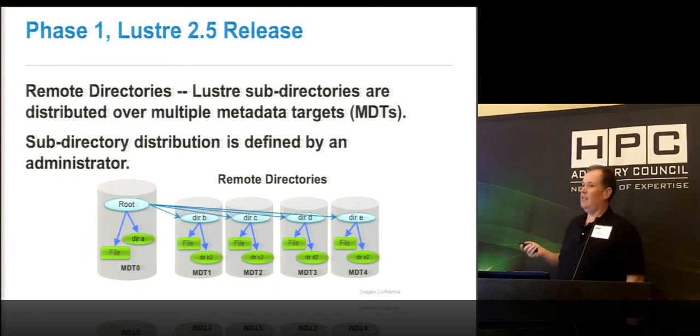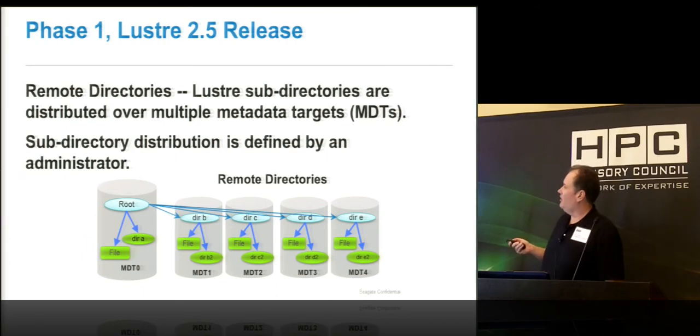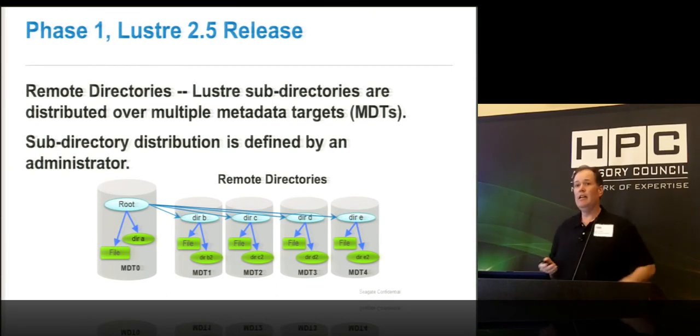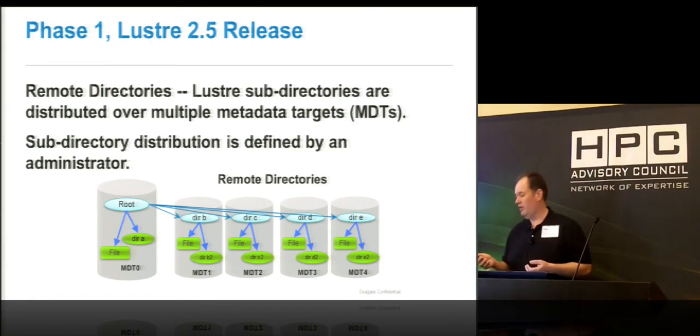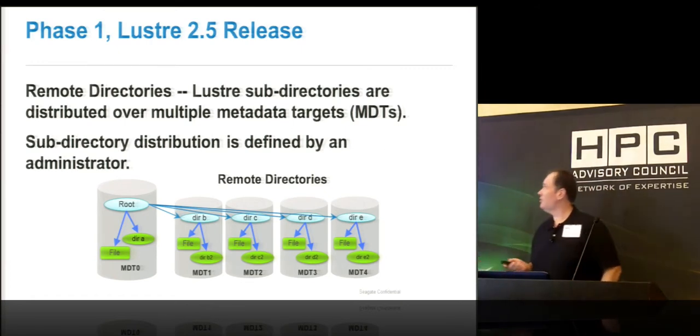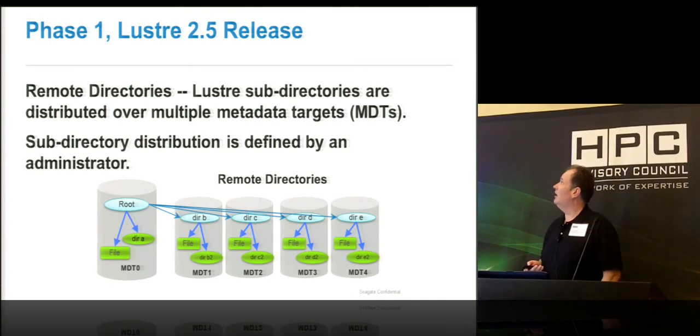And as you increase the metadata workload, you can partition the namespace so that you have directory B on this guy and directory E on this guy, so that you're able to take advantage of increasing metadata servers. So that's the first phase with DNE for Lustre.